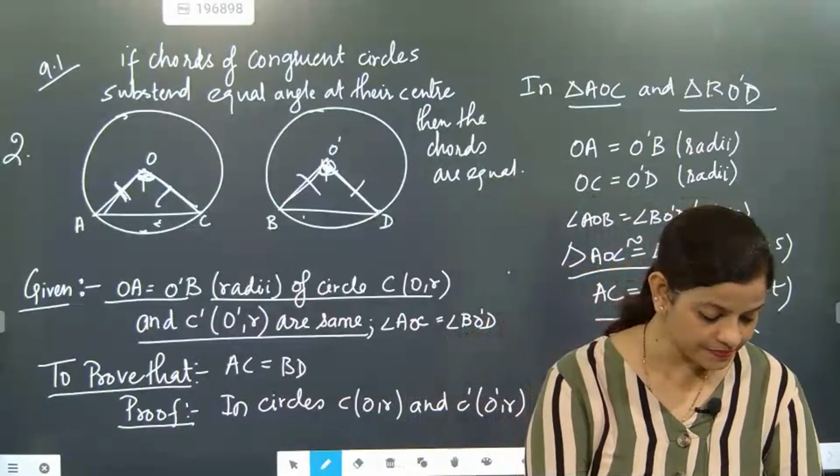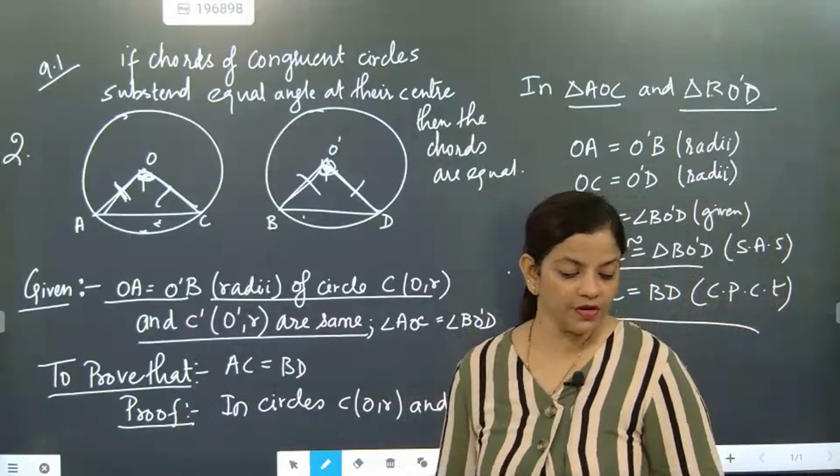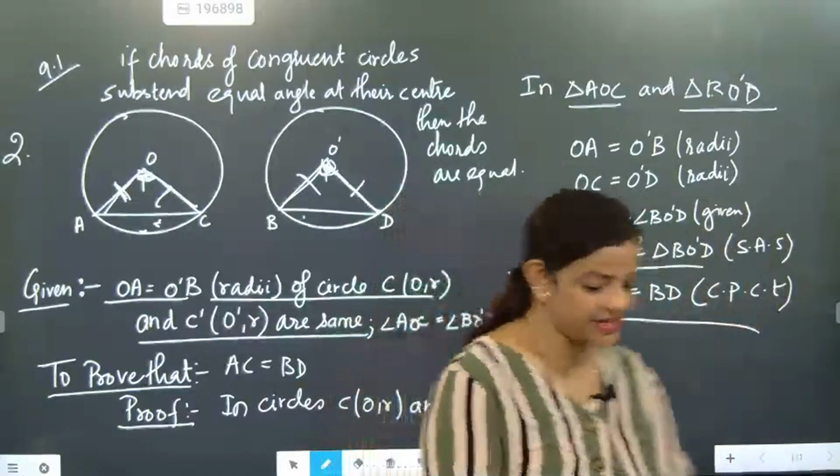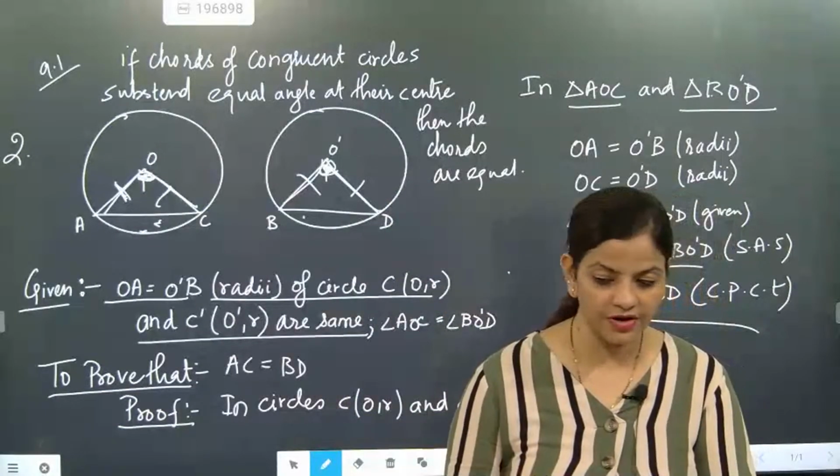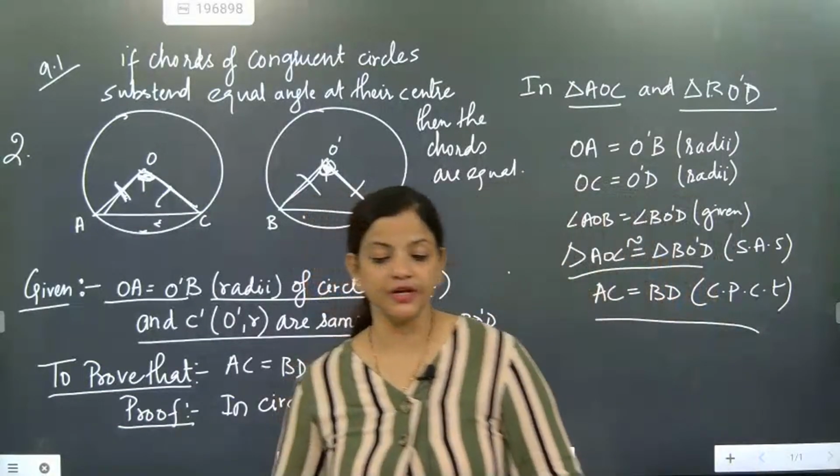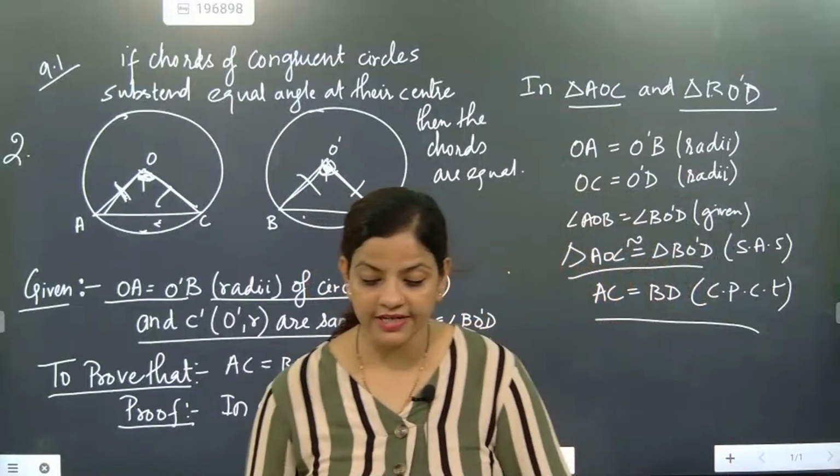Now look here. The perpendicular from the center of a circle to a chord bisects the chord. This theorem we have done already. The perpendicular from the center of the circle to the chord bisects the chord.